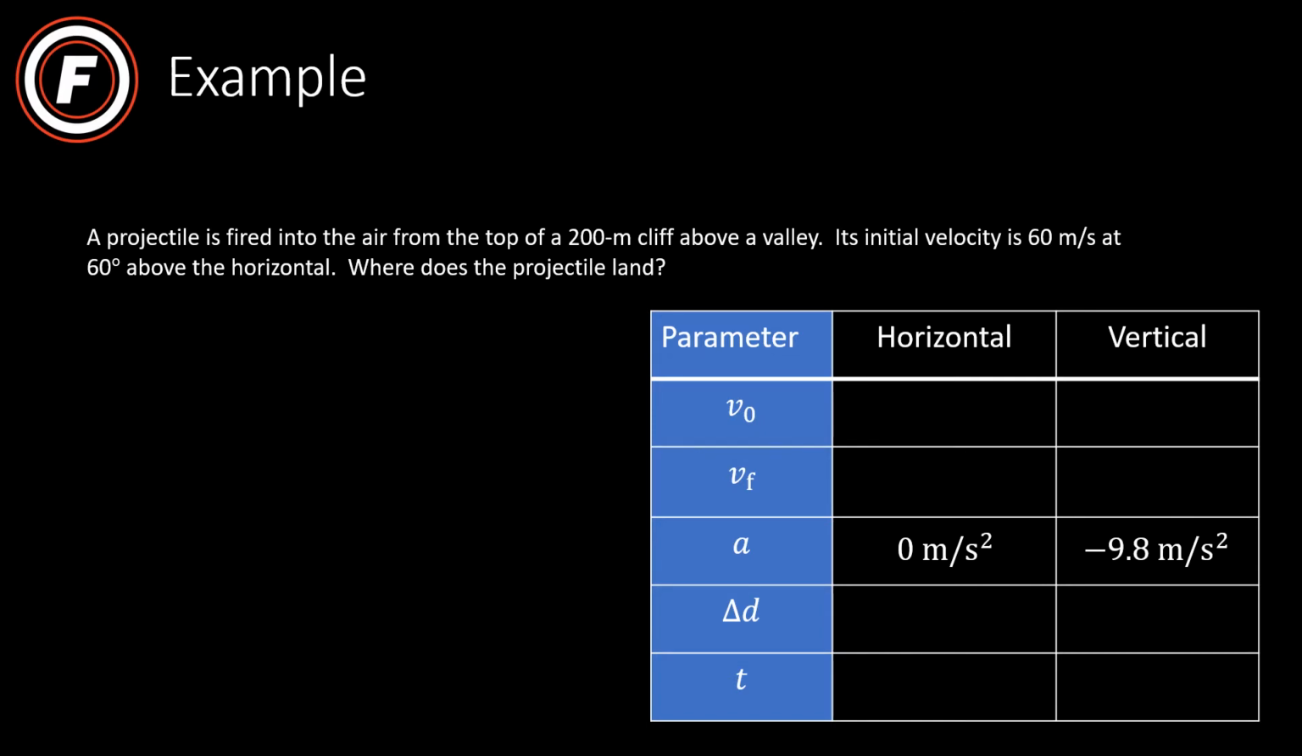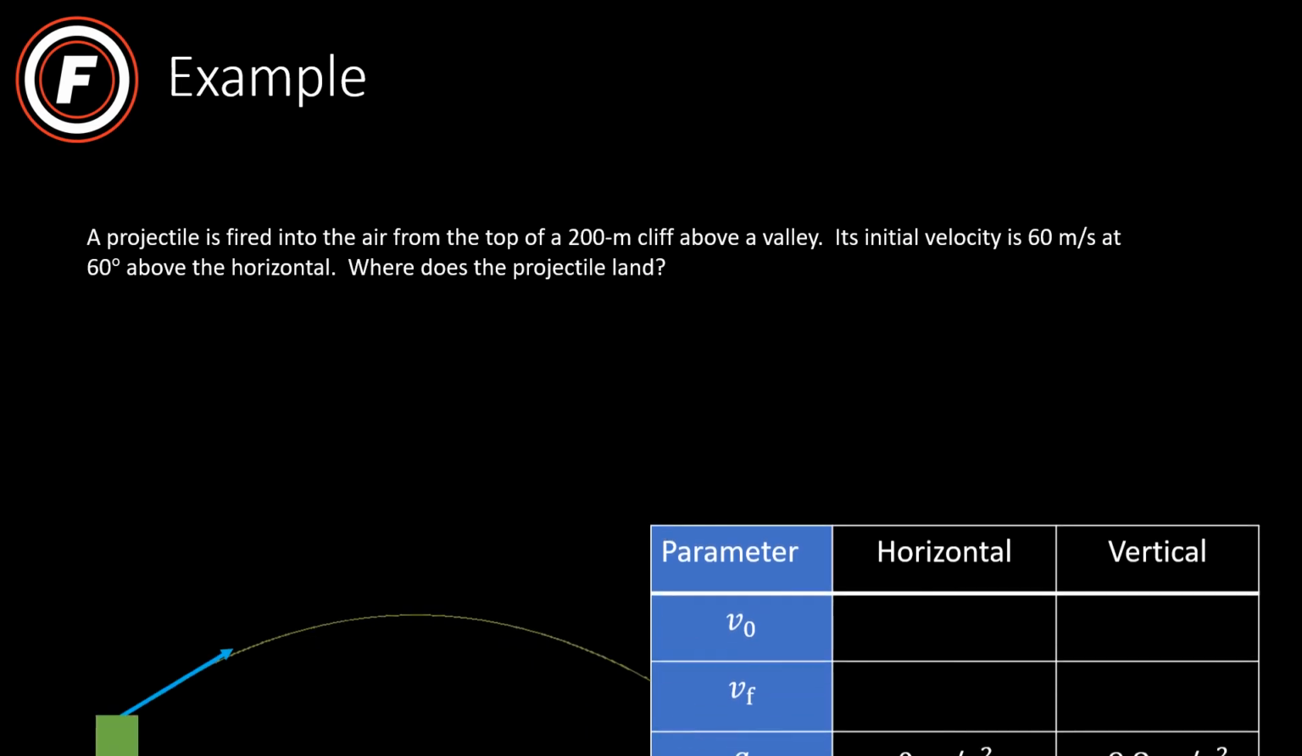Let's turn our attention to the displacement. Displacement is the projectile's final position minus its initial position. In the vertical direction, the projectile starts 200 meters high and ends at a height of 0 meters. Thus, the vertical displacement is negative 200 meters. This is not the same as the horizontal displacement. That is what we're trying to determine. Okay, so now that we have acceleration and displacement written down, we need to work out the initial velocities.